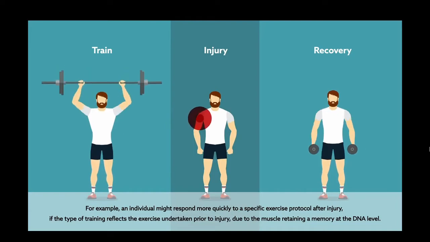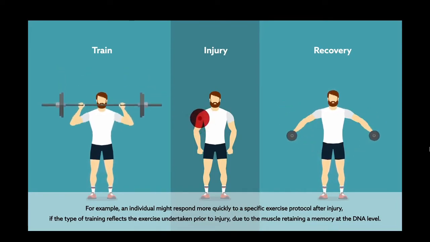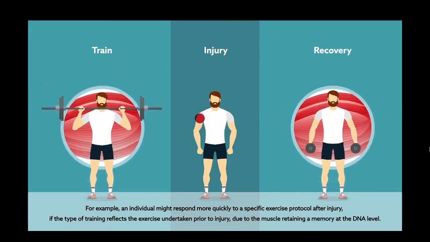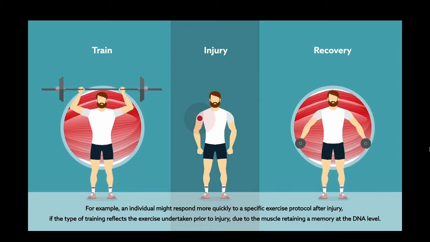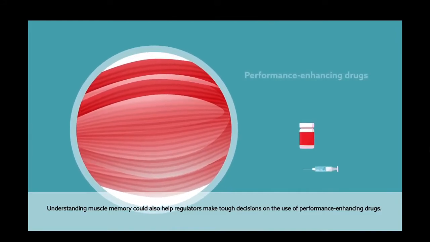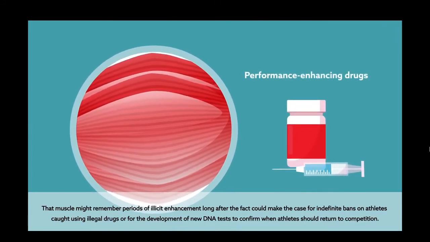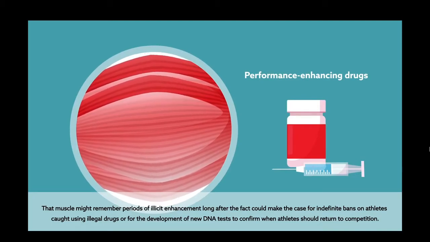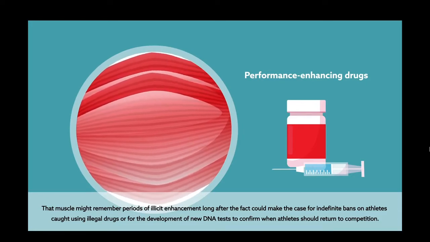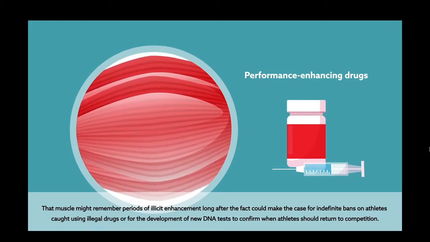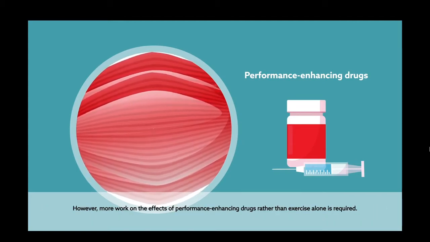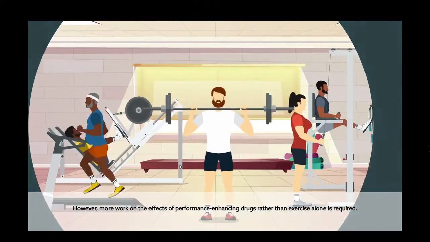For example, an individual might respond more quickly to a specific exercise protocol after injury if the type of training reflects the exercise undertaken prior to injury, due to the muscle retaining a memory at the DNA level. Understanding muscle memory could also help regulators make tough decisions on the use of performance-enhancing drugs. That muscle might remember periods of illicit enhancement long after the fact can make the case for indefinite bans on athletes caught using illegal drugs, or for the development of new DNA tests to confirm when athletes should return to competition. However, more work on the effects of performance-enhancing drugs rather than exercise alone is required.